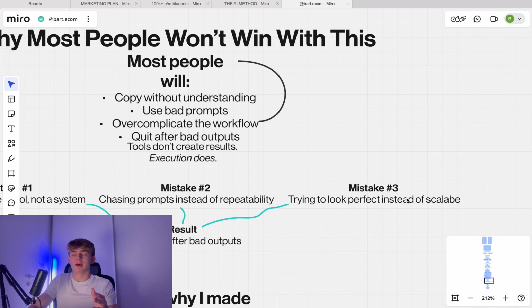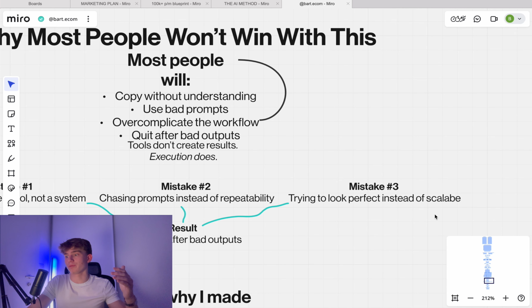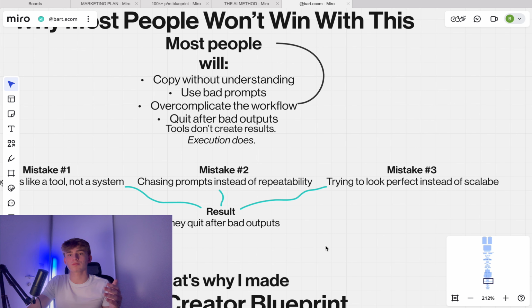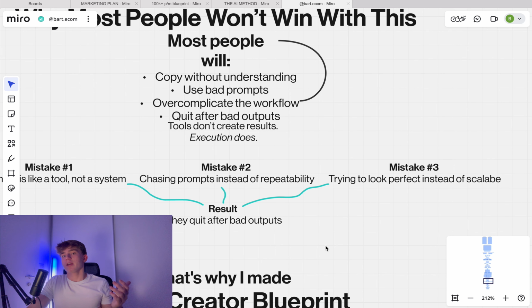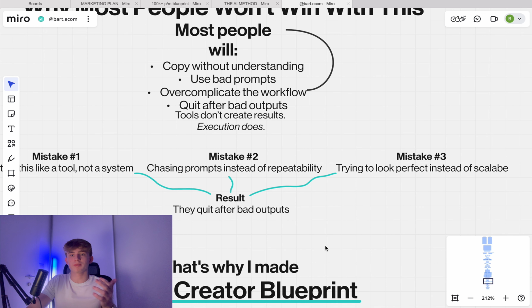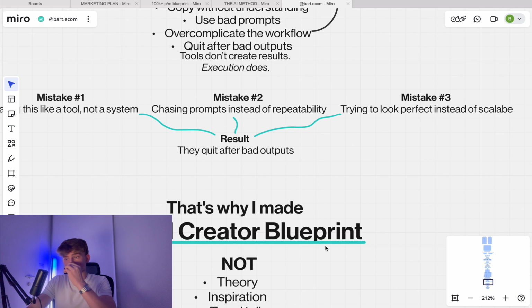The more volume you have, the more chance you have of making money, because at the end of the day, the algorithm is controlling your videos, and sometimes you have bad days, sometimes you have good days. So if you have more videos, you have more chance to go viral. And the result is that people quit after bad outputs. They don't see the views, they don't see the money, so they just quit. And that's the most stupid thing you could possibly do.